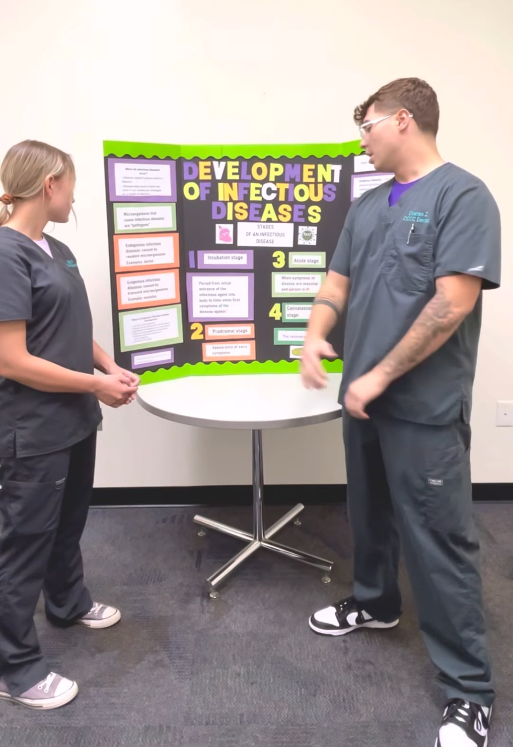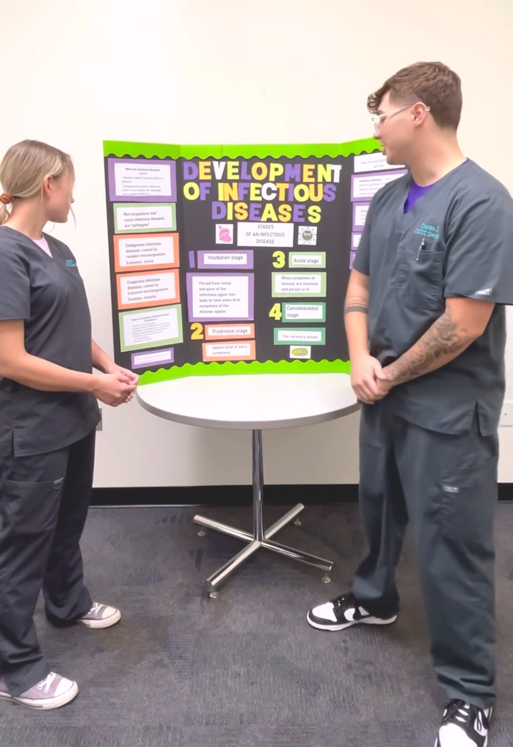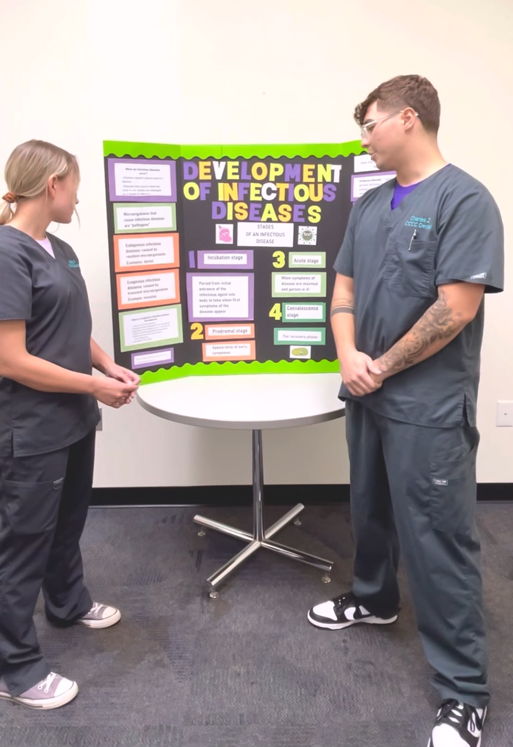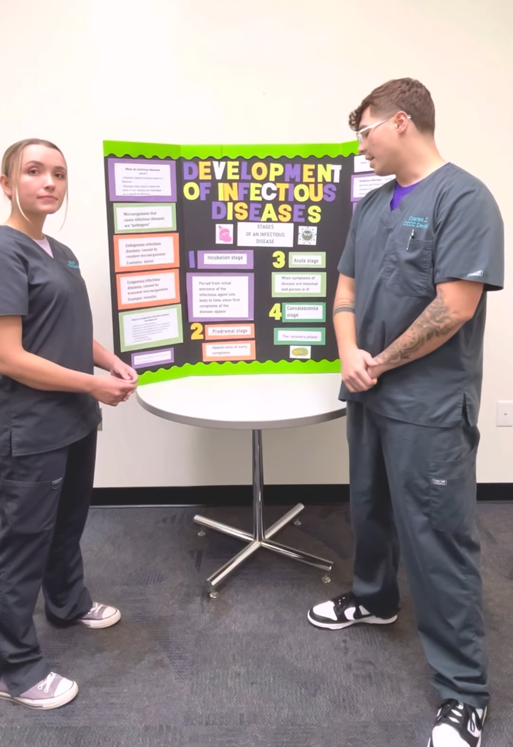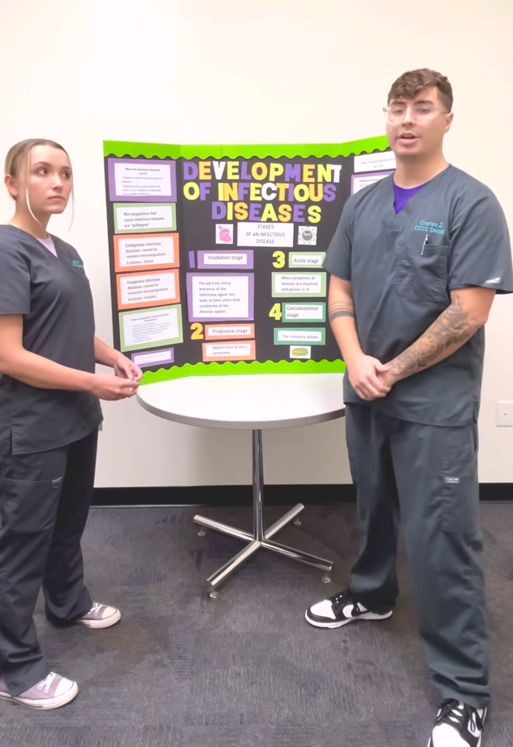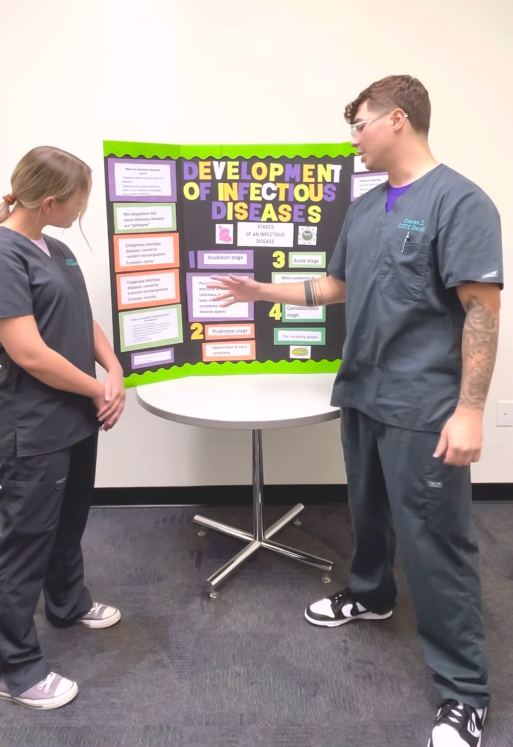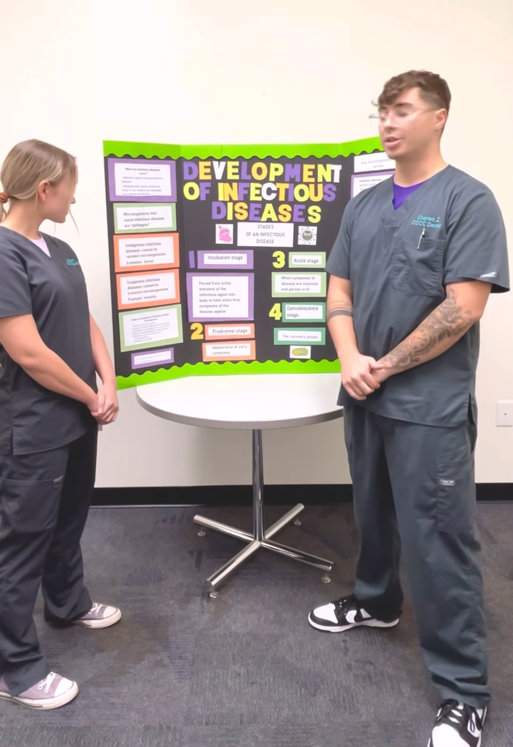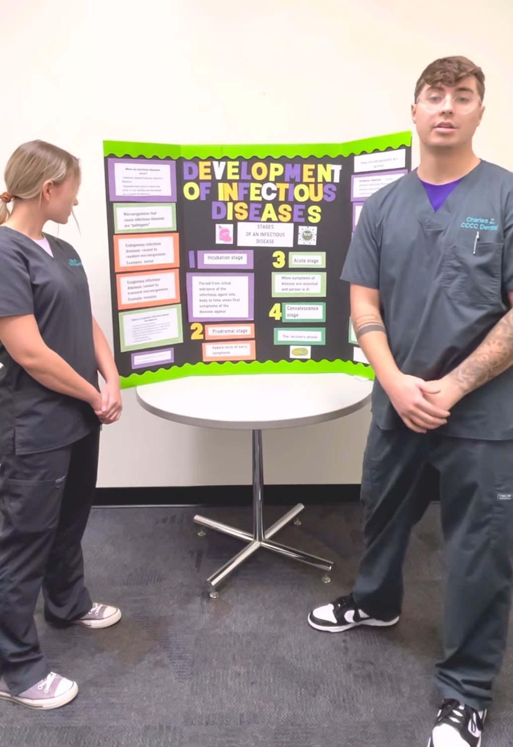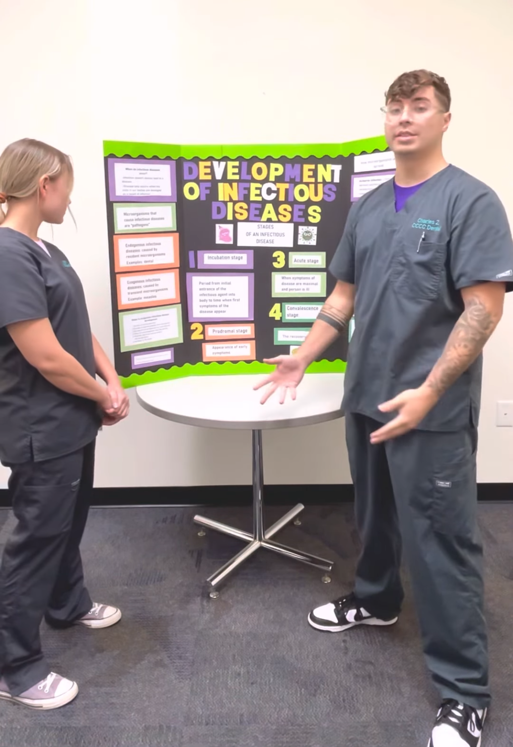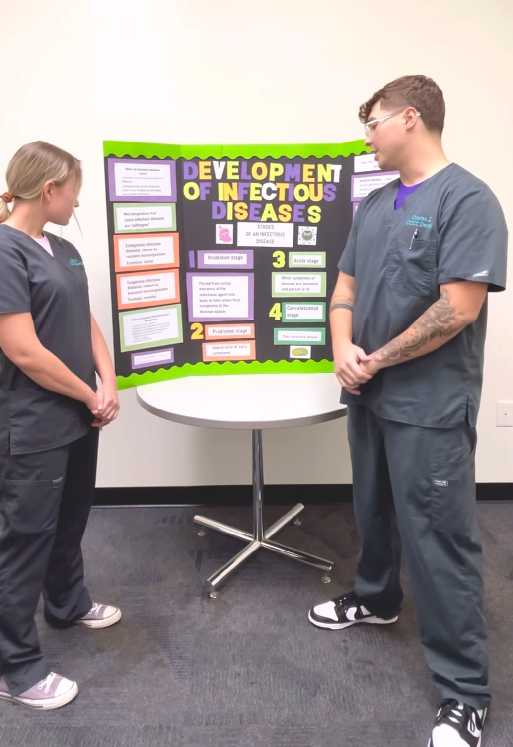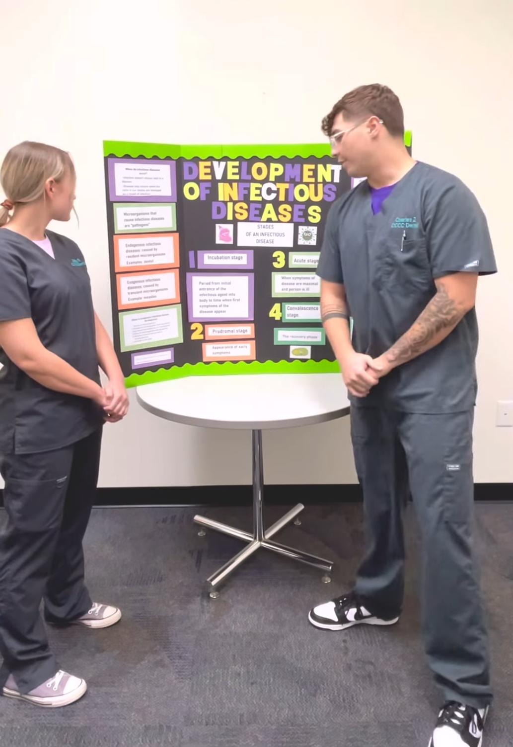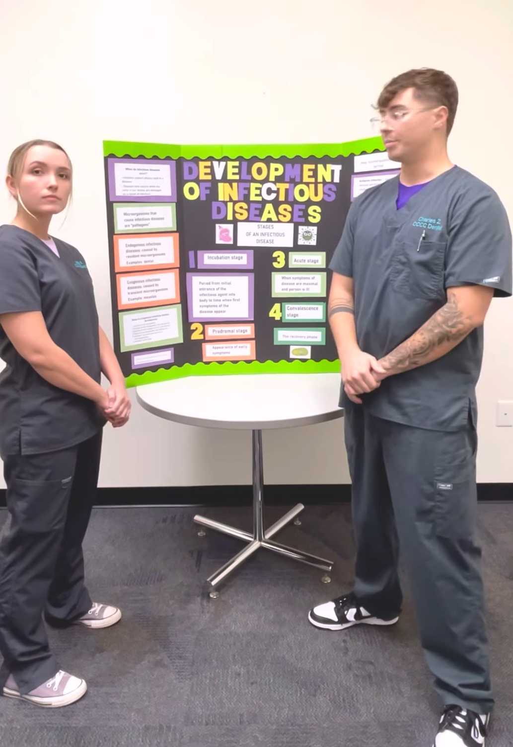So the steps of exogenous infectious disease development start with the source of the microorganism. From there, the microorganism escapes from that source, and the third step would be the spread of the microorganism to a new person. The fourth step would be the entry of the microorganism into the new person, which could either be via inhalation, ingestion, through the mucous membranes, or breaks in the skin. The fifth step would be the infection resulting from those microorganisms surviving and multiplying. Finally, you have the sixth step, which is the damage to the body.